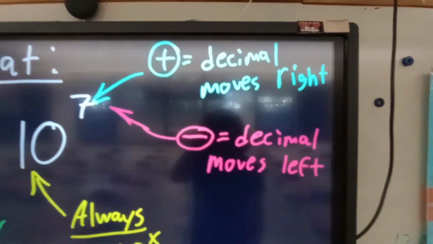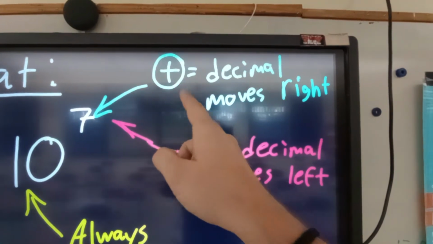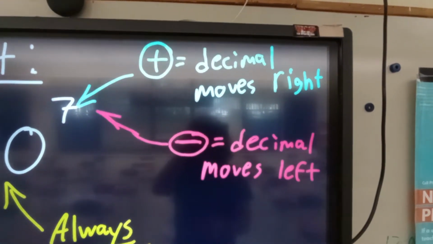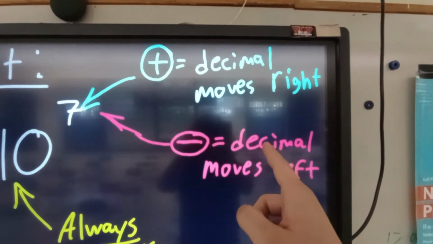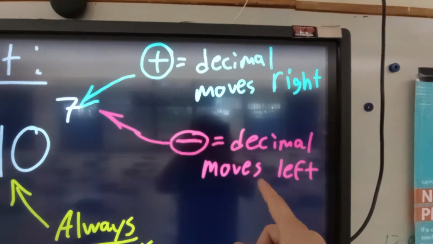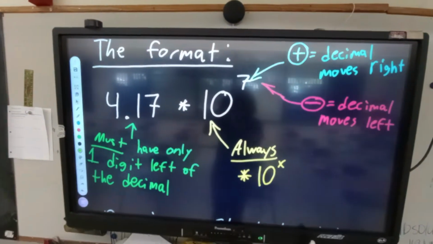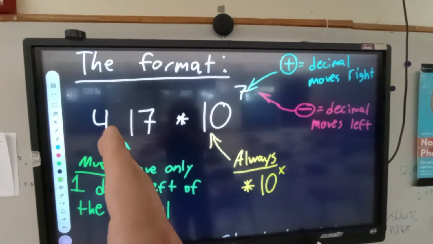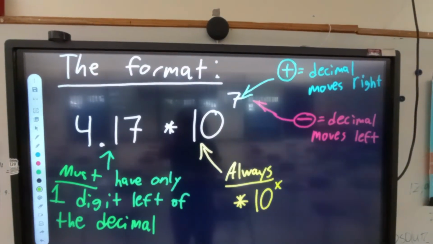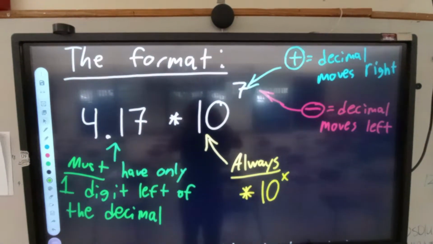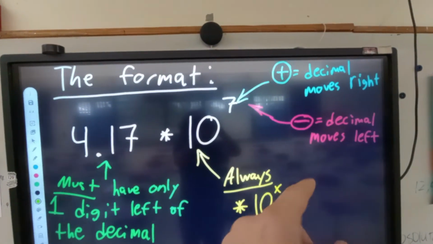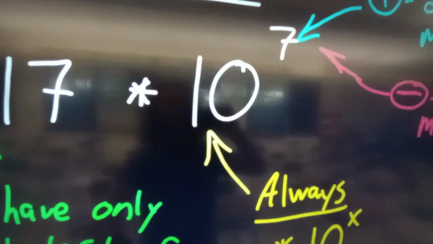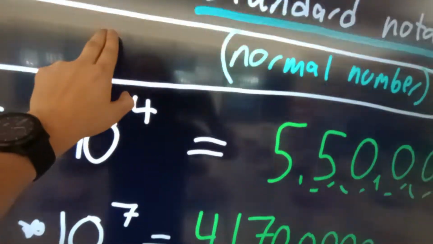In general, if your exponent is positive, then the decimal will move to the right. If your exponent is negative, then the decimal will move to the left. And this is always how these problems are going to be formatted. It will be a number times 10 to the 7th power, or 10 to the something power. Sometimes it's positive, sometimes it's negative. So we did 4 examples in class.